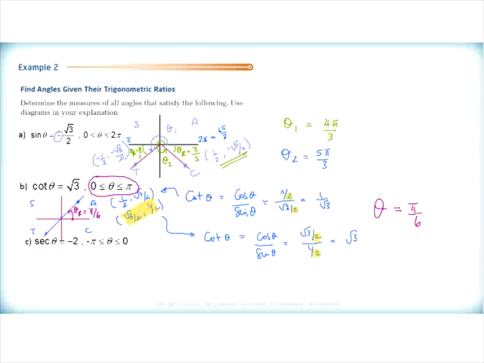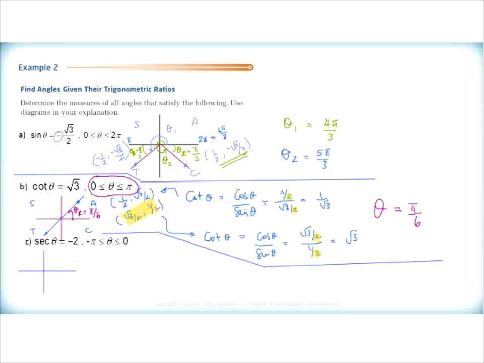Okay, hopefully we can squeeze in on the same diagram here. Secant theta equals -2 between negative pi and 0. See if I can separate this here a little bit so we don't get confused. There we go. Okay. Secant theta equals -2. Again, we're using our CAST rule.